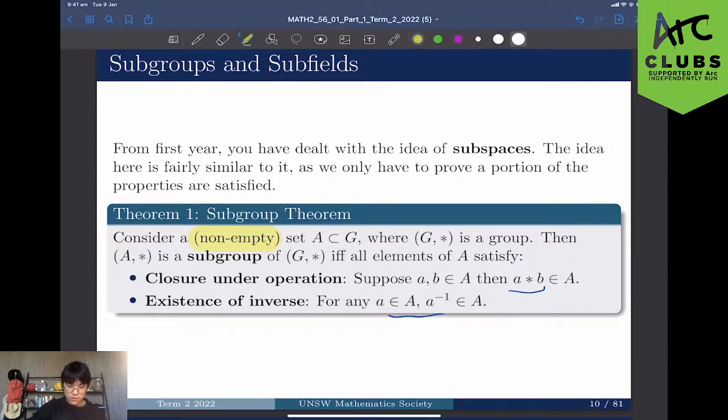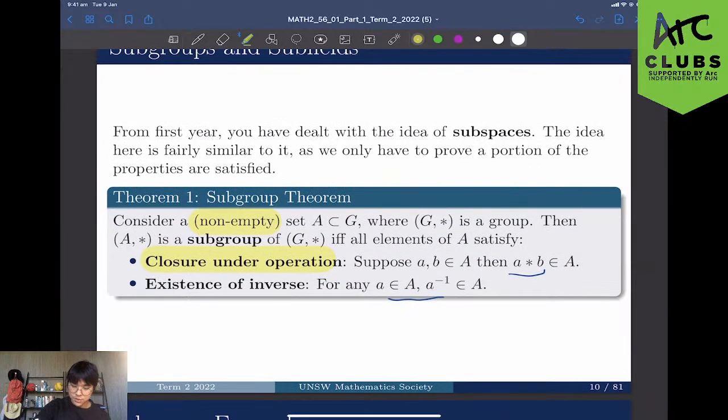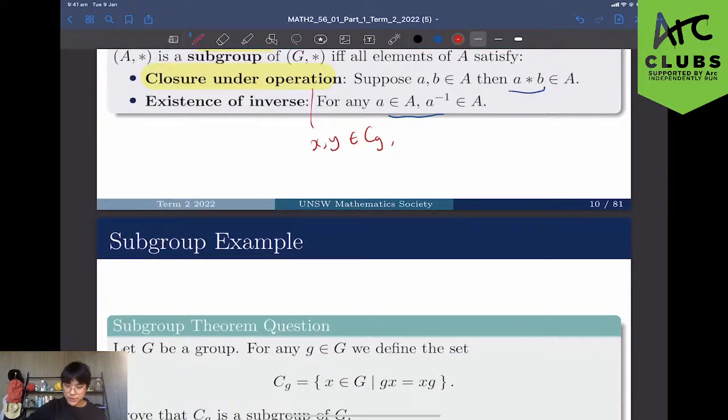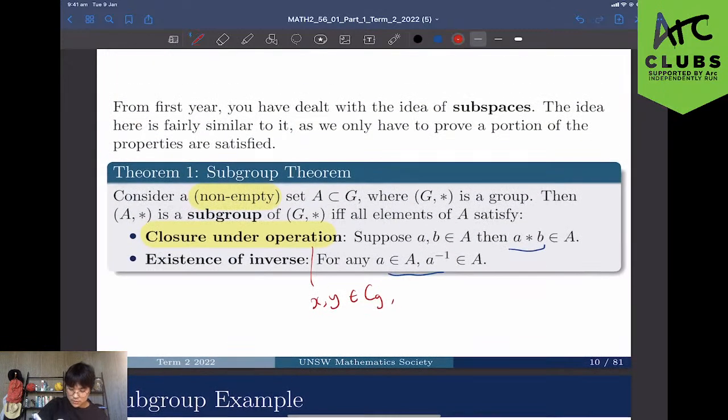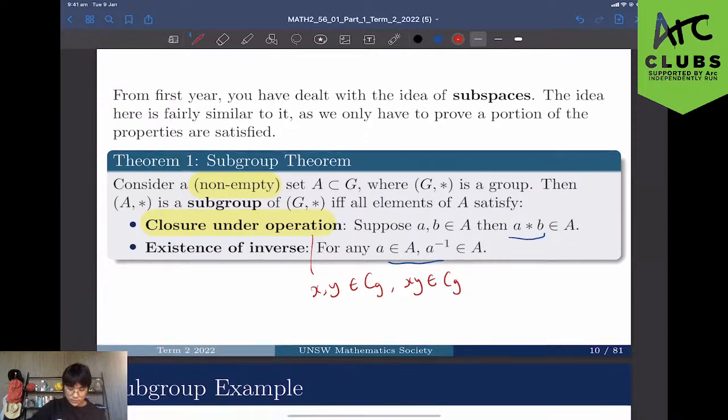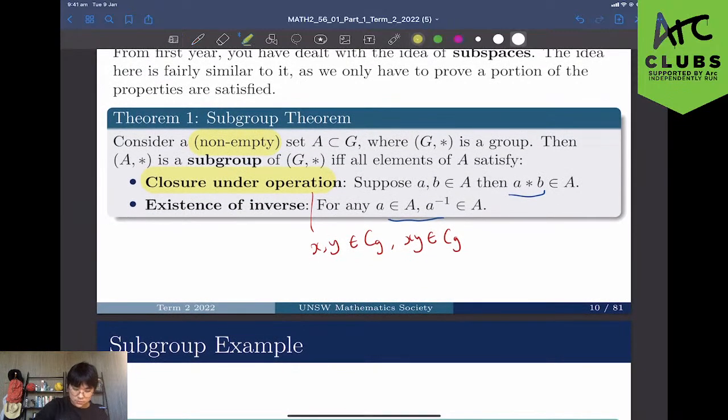Cg is closed under operation. So if we have two elements of Cg, since the operation is multiplication here, xy has to be in Cg as well, and the existence of an inverse. So if we have x in Cg, we have to show that x inverse is also in Cg.